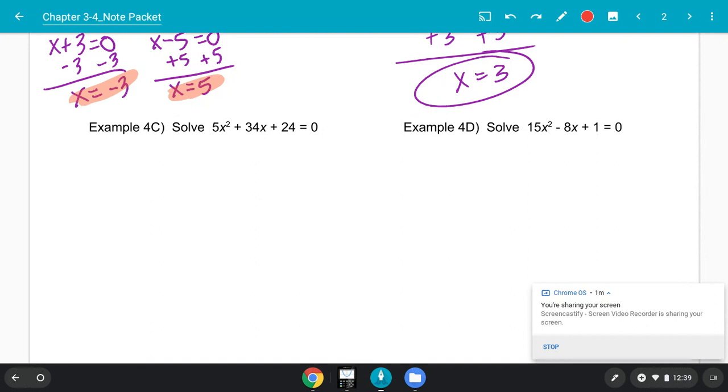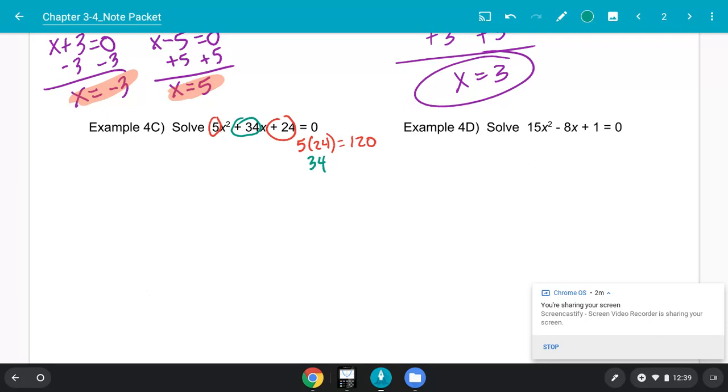So what you're going to do is look for multiples again, but this time you're going to take 5 times 24. So you're going to take this guy and this guy, and you get 120. Then you're going to look at 34 from the middle term. So again, we're looking for two numbers that multiply to 120 and then add to 34.